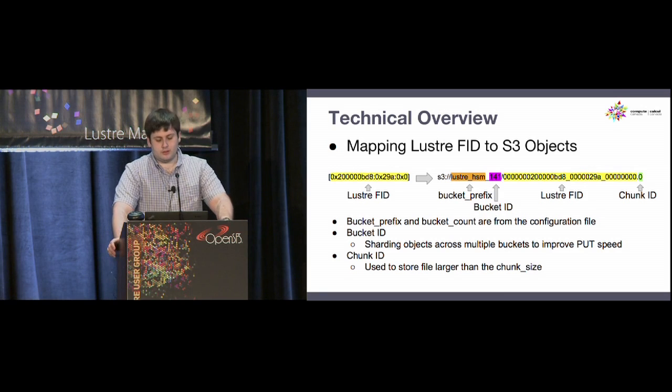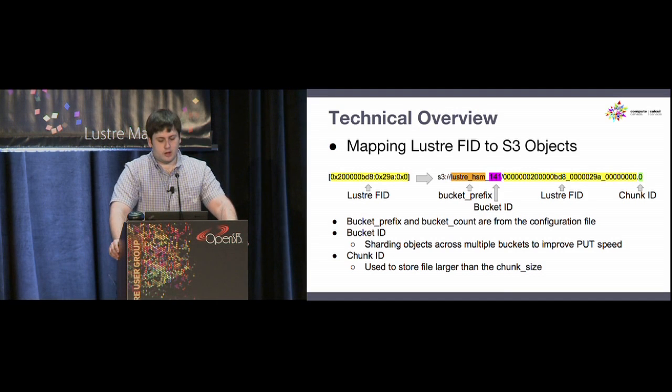The bucket ID is only there to shard the requests across multiple containers, because S3 is not really good with a million objects in the same container. So that is a simple way to spread out that load.